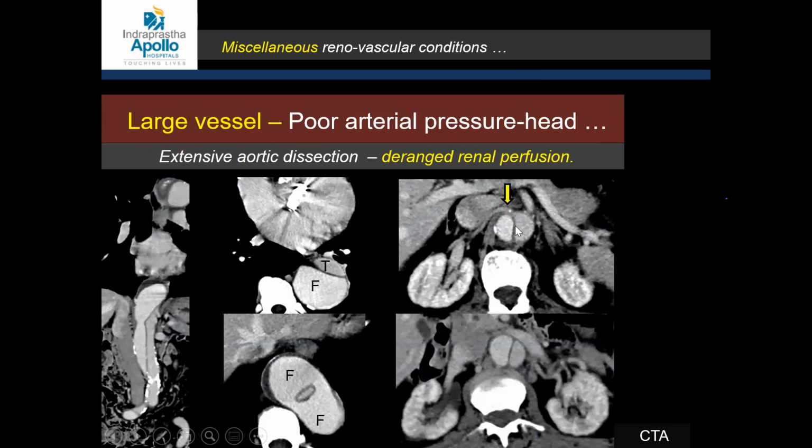At times we can have aortic dissection, and here, because of the long-standing dissection and the renal artery arising from the false lumen, you can see the ischemic nephropathy changes. The kidneys are small and show abnormal enhancement on CT because of the deranged renal perfusion.